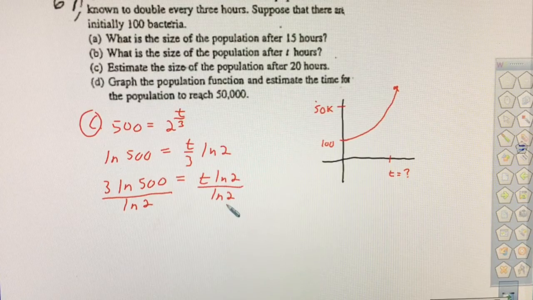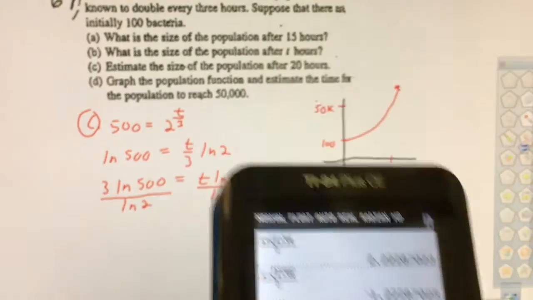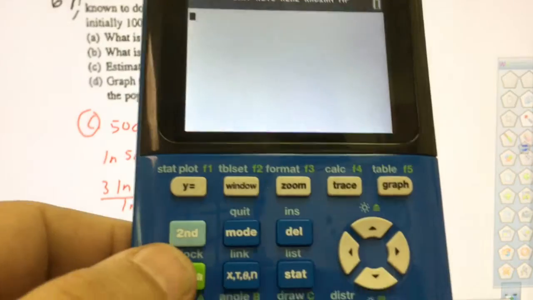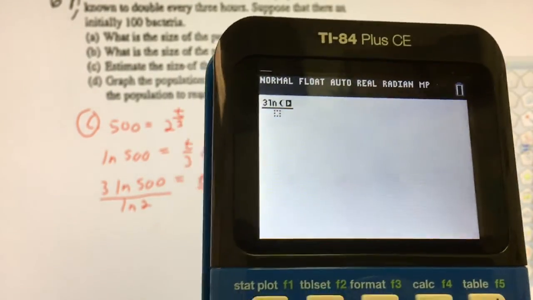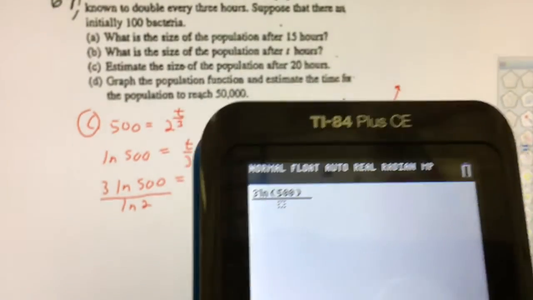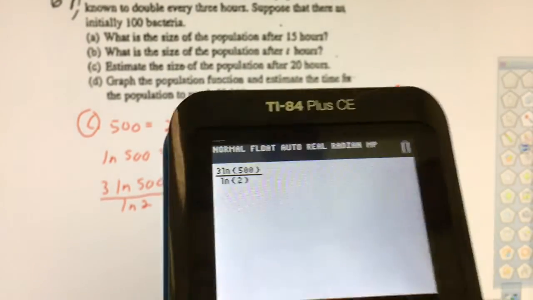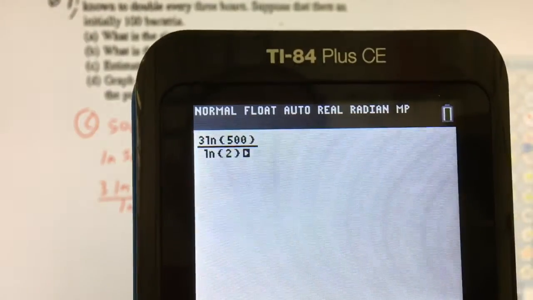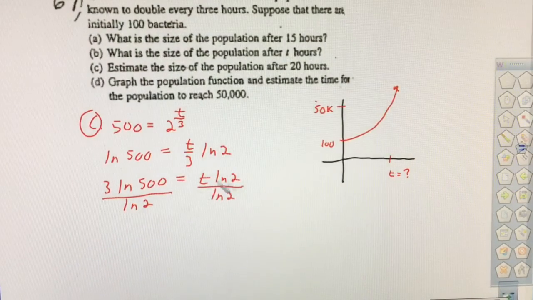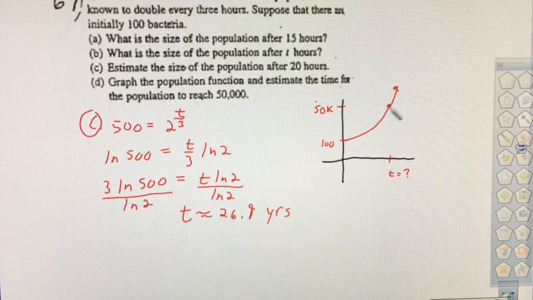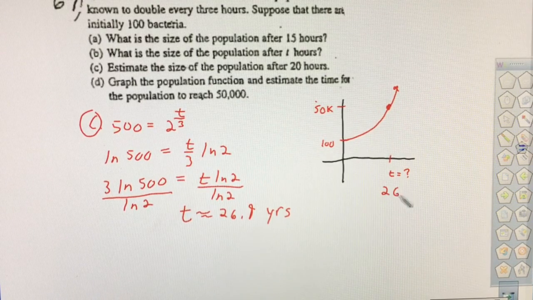And it's a calculator key in. So I'm going to go to the calculator. I'm going to hit alpha y equals. Alpha y equals gives me the fraction. I'm going to type in the 3 ln 500. Down arrow over ln 2. Be sure to close the parentheses on these. And that'll tell me how long it'll take to reach 50,000. About 26.9 years. So T equals approximately 26.9 years. So this will be 27 at 50,000.